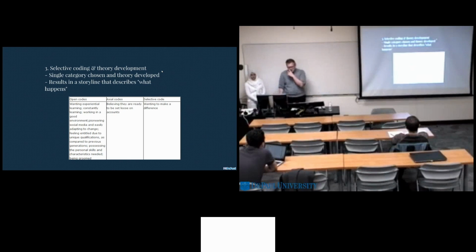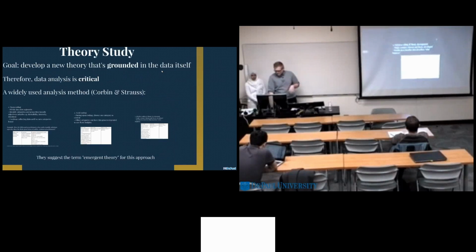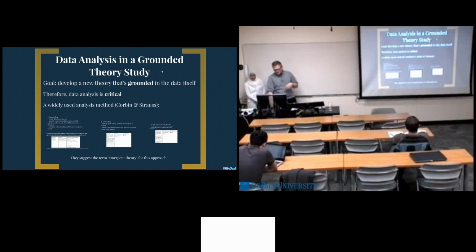Third step is then you do selective coding in theory development. So the original goal here is to actually build a theory out of your data, and this is the step that could do that. So now that you have your selective and axial codes, you choose your single category, and then you develop your theory around that. And then also in the book, they suggest the term emergent theory instead of grounded theory study, and it kind of makes sense to me because you're drawing a theory out of the data. Both of them make sense actually.